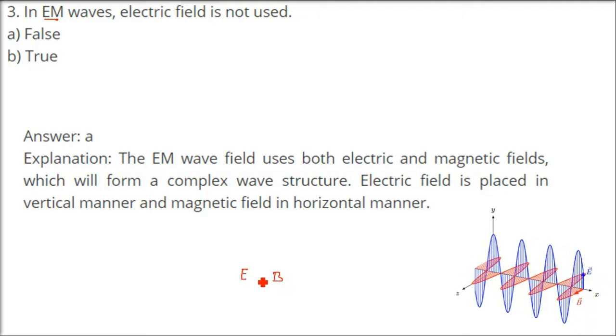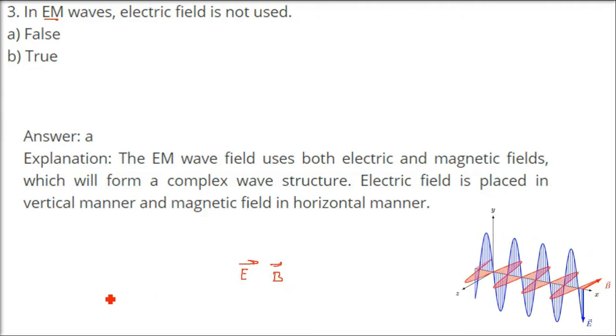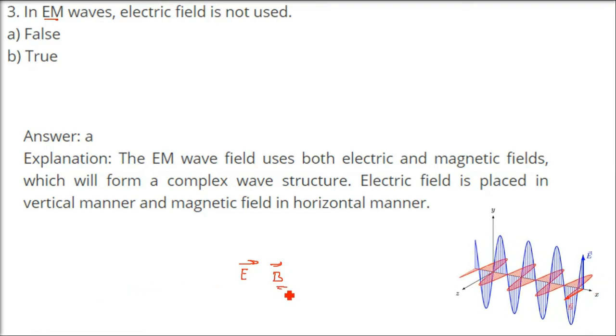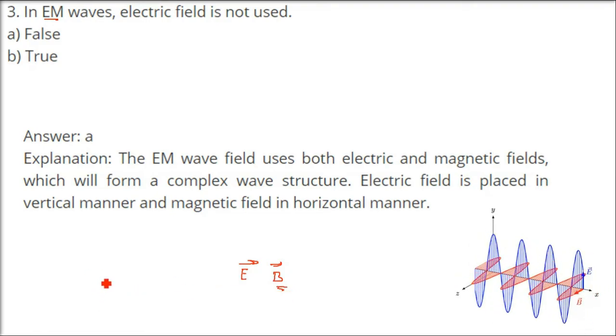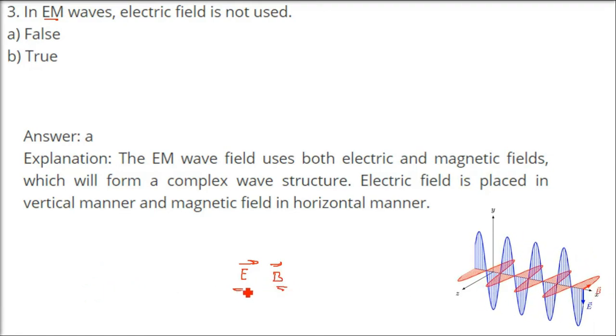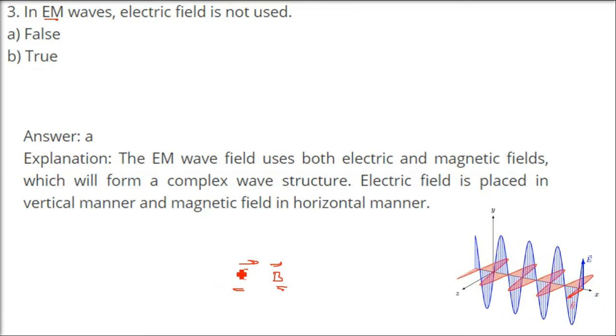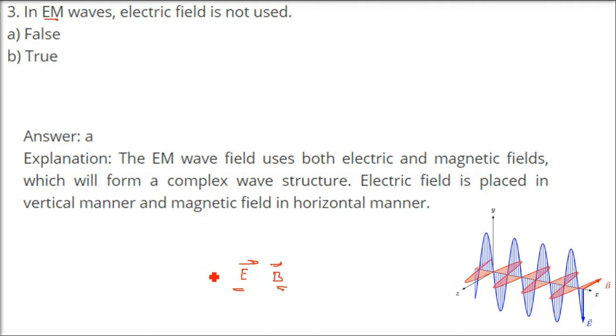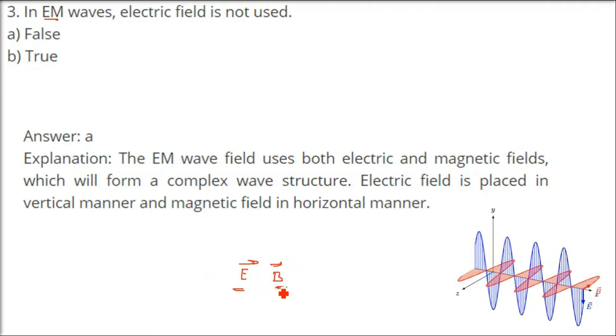The electro and magnetic, E and B, are orthogonal to each other. If you pass current, it will give you a magnetic field. If you have a magnetic field and you move it, then you will be able to generate current. So E and B are complementary with each other. The electromagnetic wave field uses both electric and magnetic field.